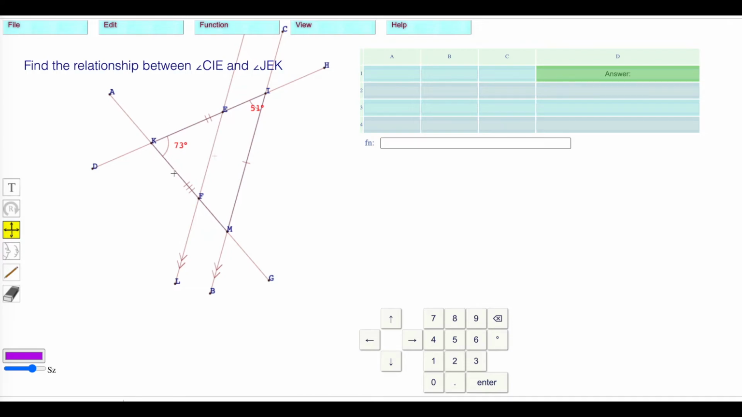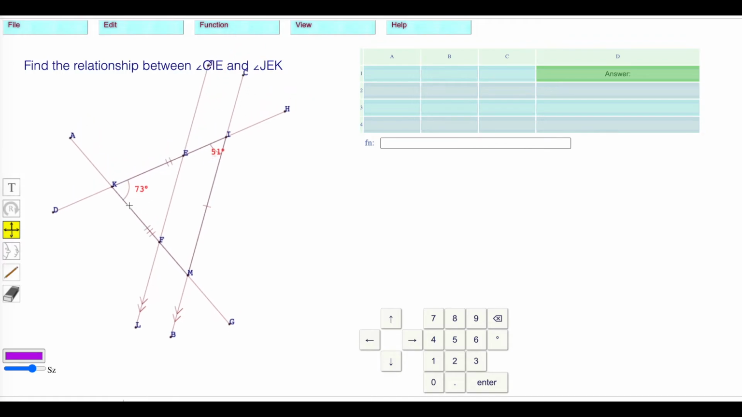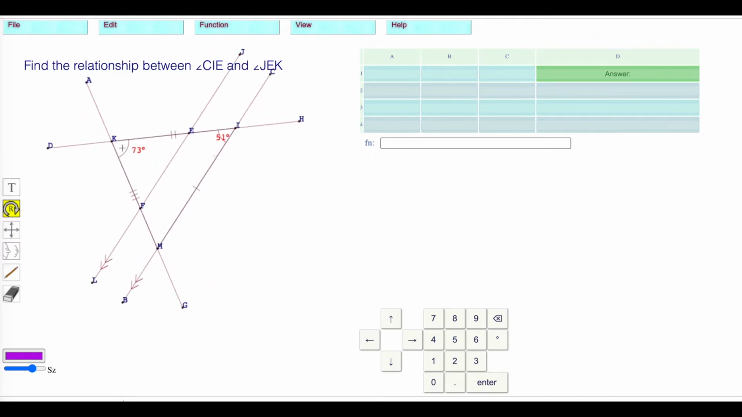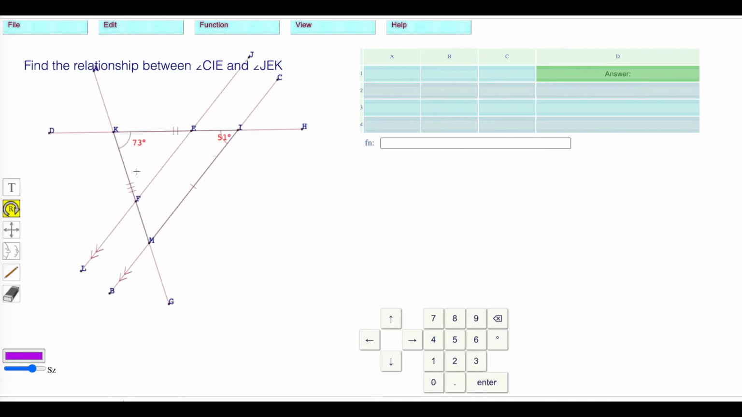C to I to E, as you see up here, and don't forget you can move these things around like this, and you can make them bigger, rotated. C to I to E, we're talking about this angle right here. C to I to E.